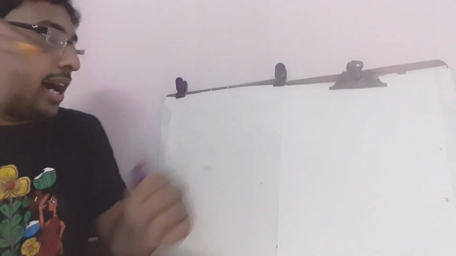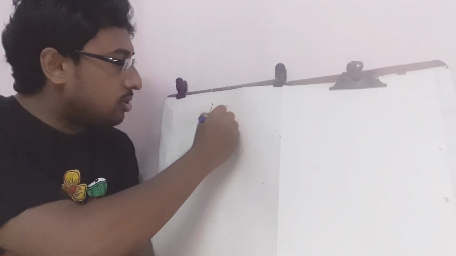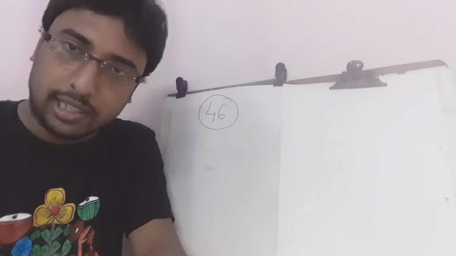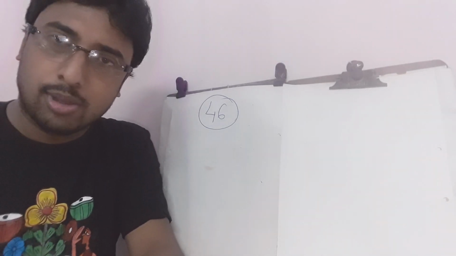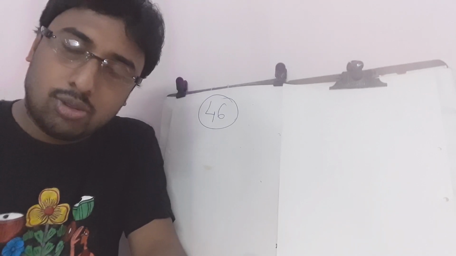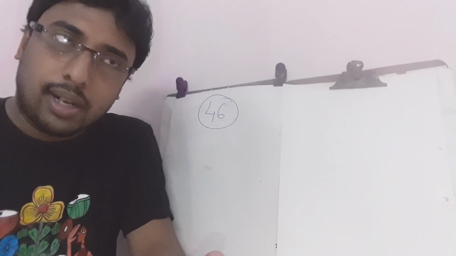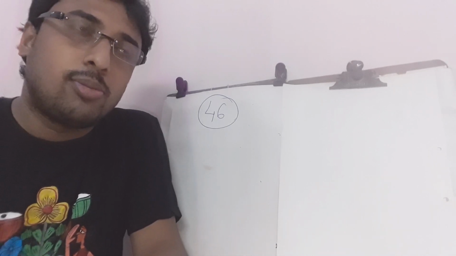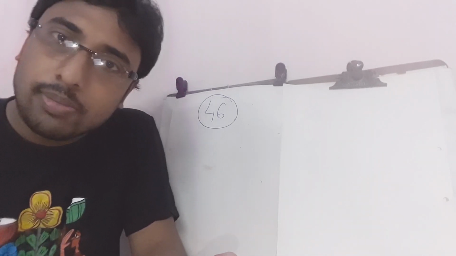In my previous class, I told you that the number of chromosomes in our body is 46. So we have 46 chromosomes, meaning 23 pairs of chromosomes are present in our body. Among the 46 chromosomes, 44 autosomes and 2 sex chromosomes are present. Now, how can you identify the location of that chromosome?